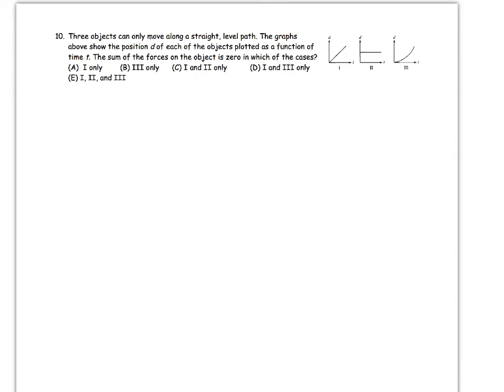For the next one here, we have 3 position versus time graphs for different objects shown, and we want to know in which situations is the sum of the forces on the object 0. So what that means is when the sum of the forces is 0, that means that my acceleration is 0. That's the key. So looking at these graphs, I want to look for situations where my acceleration is 0.